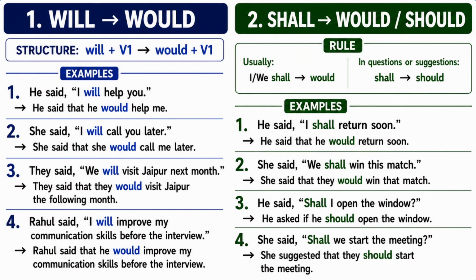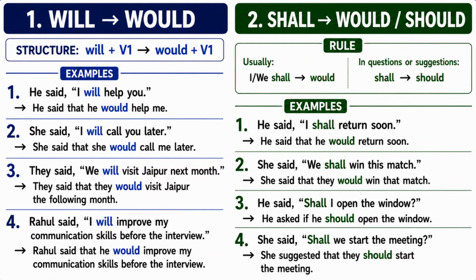Now let us learn some important modal changes. First, will changes to would. The structure is will plus first form of the verb changes to would plus first form of the verb. Example 1. He said, "I will help you." It becomes, he said that he would help me. Example 2.